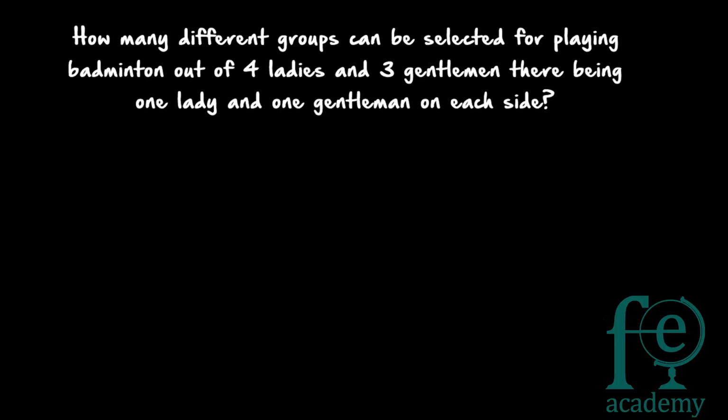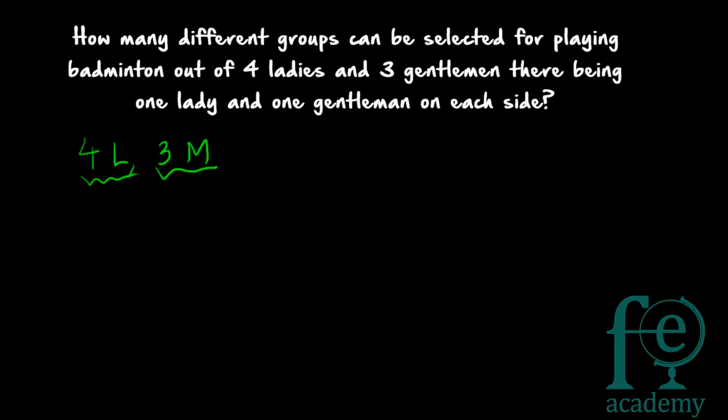Now question number 3. How many different groups can be selected for playing badminton out of 4 ladies and 3 gentlemen, there being 1 lady and 1 gentleman on each side? So we are having a total of 4 ladies and 3 gentlemen, or 3 men, and from this you have to select players for playing badminton. On each side 1 lady should be there and 1 gentleman should be there. So how can it be done?